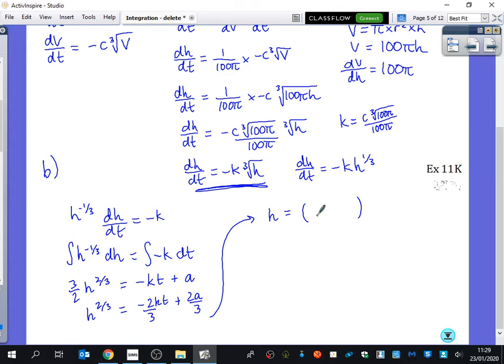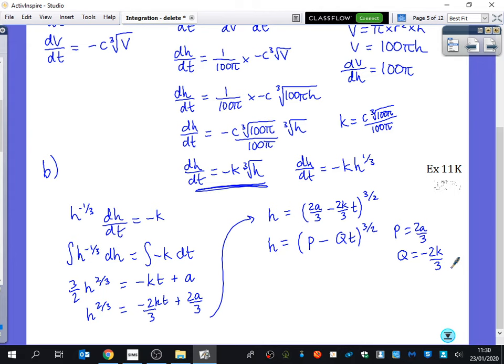So it will be, I'm going to rewrite the order of this, 2a over 3 minus 2k over 3 t to the 3 over 2. Which is P minus QT to the 3 over 2, where P is equal to 2A over 3, and Q is equal to minus 2K over 3.